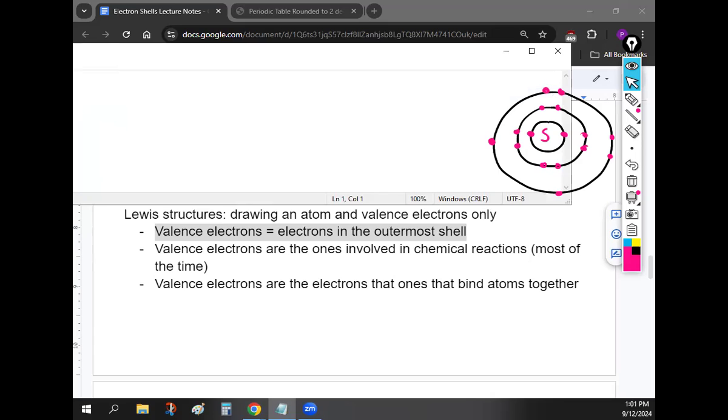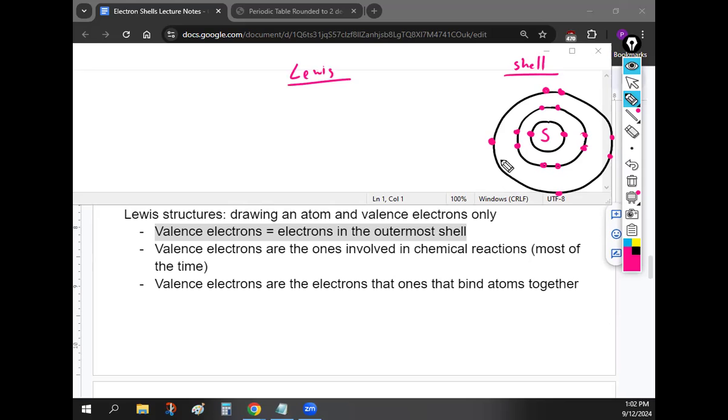All right, so let's talk about what that means. If you look back at the example we just did, we drew sulfur, right? There are 3 shells, and even for sulfur, you're starting to notice this is kind of tedious to draw. The structures are bigger, there's a lot of dots. So we draw these Lewis structures. This right here is called a shell model. Now we're going to do a Lewis structure, and in a Lewis structure, we only draw the electrons on the outermost shell, or the valence shell.